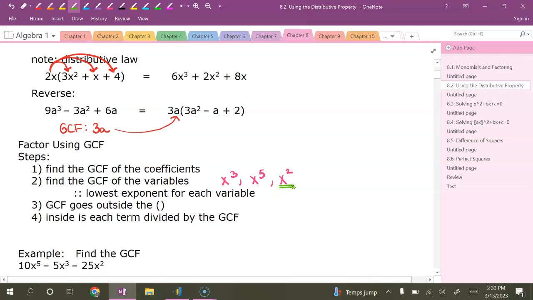You don't want to try to pull out more than what you have. Your greatest common factor that you find goes outside of the parentheses, and then everything on the inside that's left is going to be divided. This is basically like undistributing everything, which isn't really a word, but we're going to make it a word here. That means that we're doing the opposite of the distributive property.